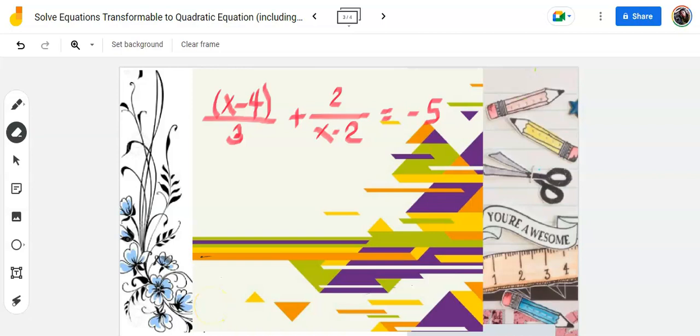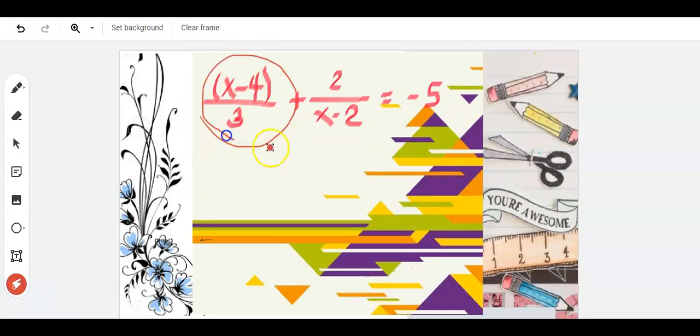Hello, grade 9 learners. So here's our example number 2. In this equation, this is also a rational algebraic equation. Again, we have fractional terms. Our first fractional term, x minus 4 over 3, and our second fractional term, positive 2 over x minus 2.